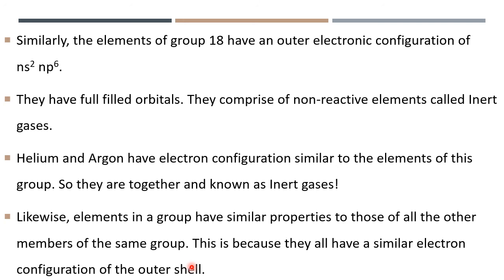So properties are decided by the outermost electronic configuration. That's why the outermost electronic configuration and the outermost or valence electrons are very important in deciding the chemical properties. That's why the modern periodic table depends on the electronic configuration, that is, on the atomic number. That's why in the modern periodic law we find the word atomic number in place of atomic mass.